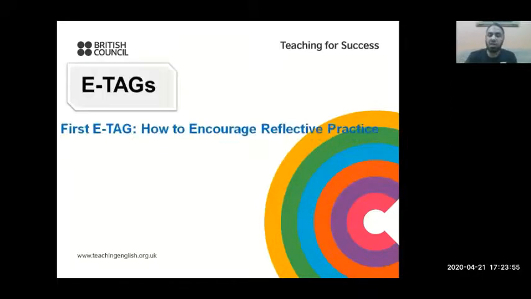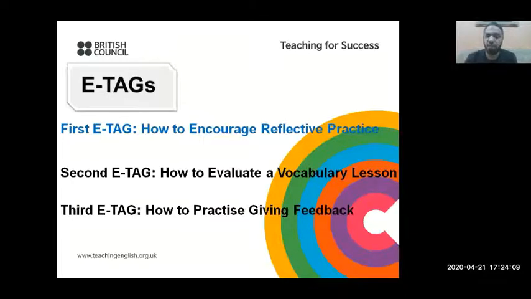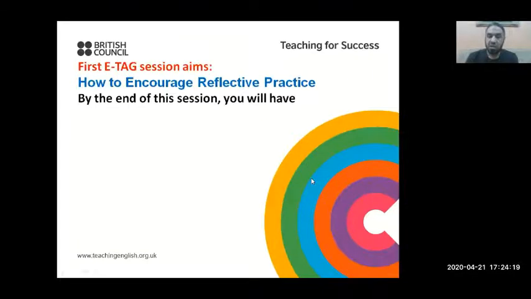For the first E TAG, we are going to talk about how to encourage reflective practices inside the class. The second E TAG will be how to evaluate a vocabulary lesson. And the third one will be how to practice giving feedback. So our concern today is going to be how to encourage reflective practice.